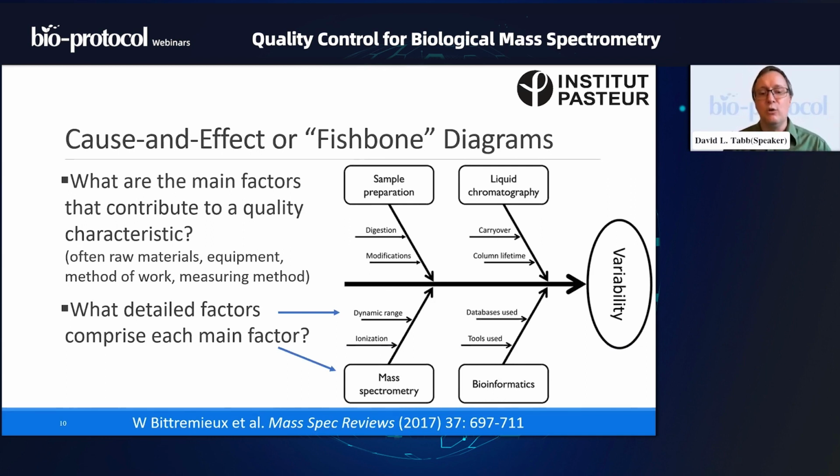So in each case, we're going to try to subdivide these main factors into detailed factors. And we might go even further. We might separate the detailed factors into even more detailed factors. So all of these are feeding into one effect. The main arrow there points all the way to the right to variability.